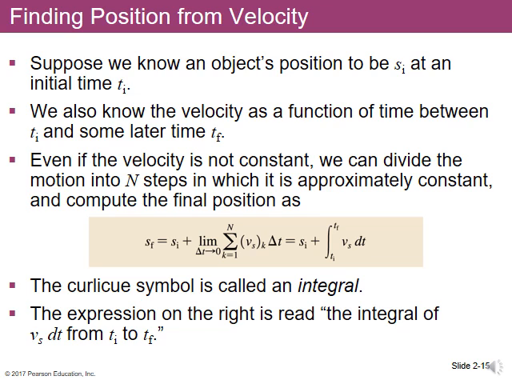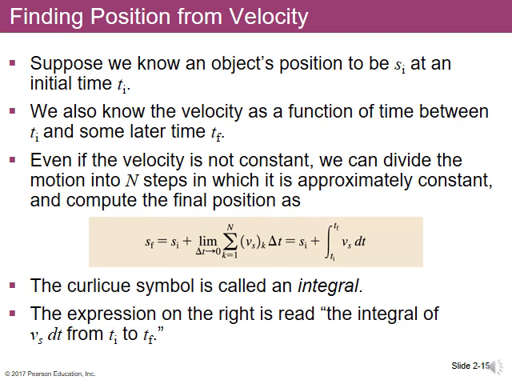Okay, so now let's look at how we can find the position from the velocity. We have already looked at how to find the velocity if we know the position, either on a graph by finding the slope or mathematically by finding the derivative of a function. But what if it's the other way around? What if we know the velocity either as a graph or as a function, and we want to know what the position is?